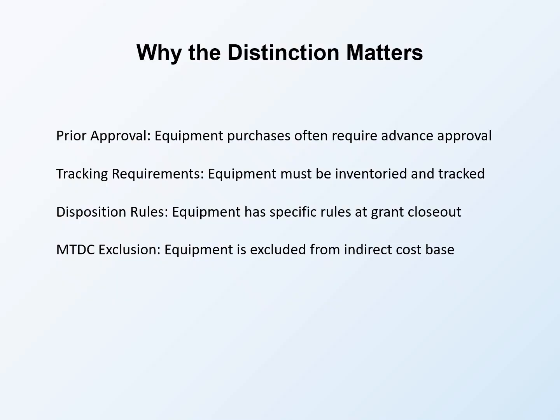Equipment is excluded from the modified total direct cost base for indirect cost calculation. Supplies are included in MTDC. This difference affects the total indirect costs generated by your budget. Large equipment purchases reduce your MTDC and consequently your indirect cost charges.